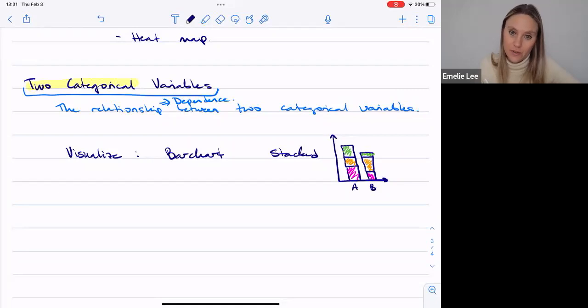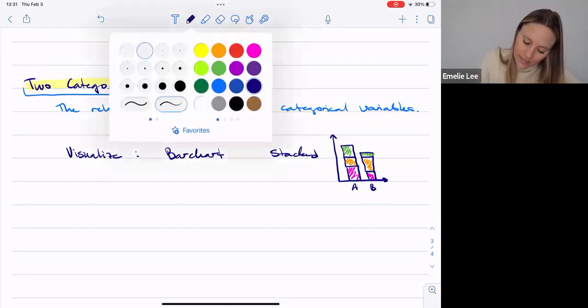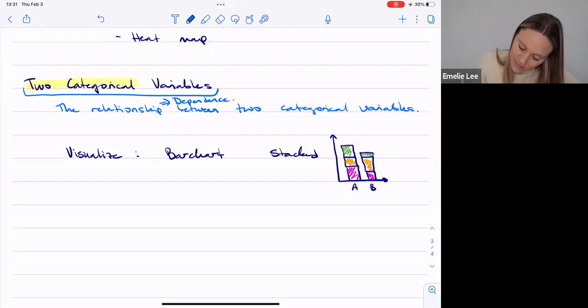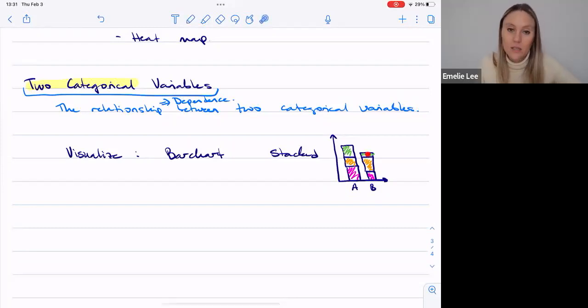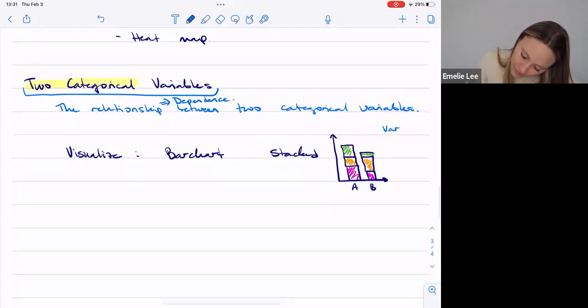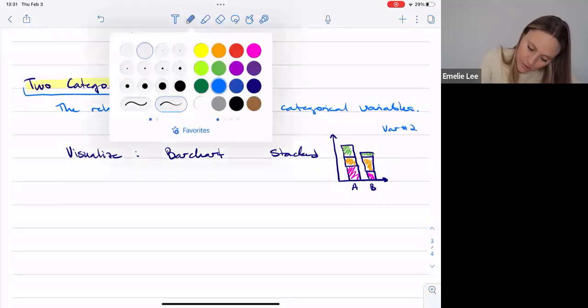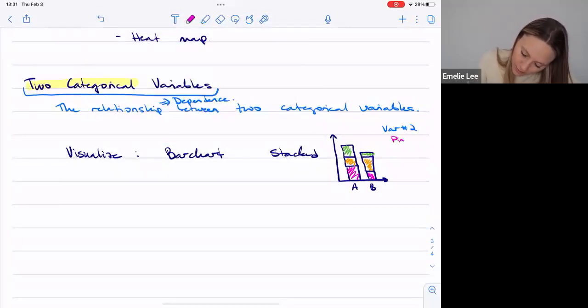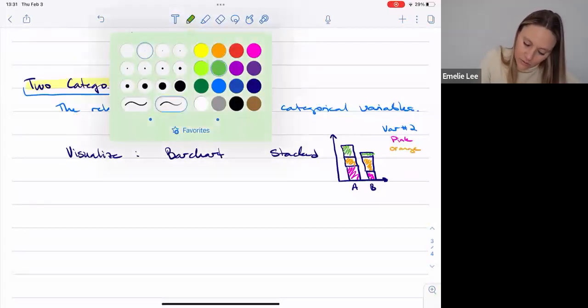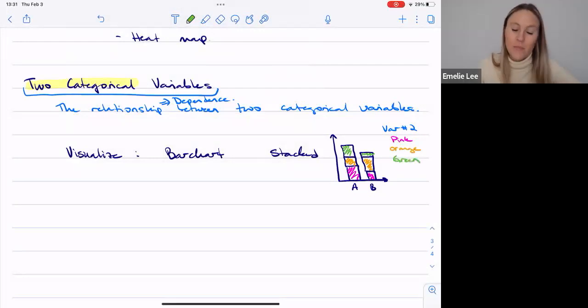That's my first variable. And then my second categorical variable has 3 different groups, right? And so then my variable number 2 has the pink group, it has the orange group, and it has the green group, because I'm hesitant to call them, you know, group 1, group 2, group 3. And so here, this is my variable number 1, right?